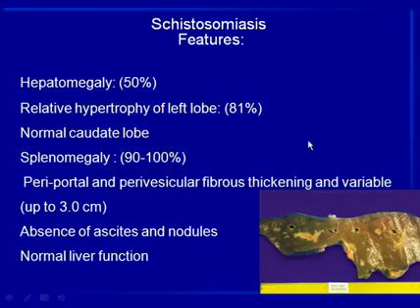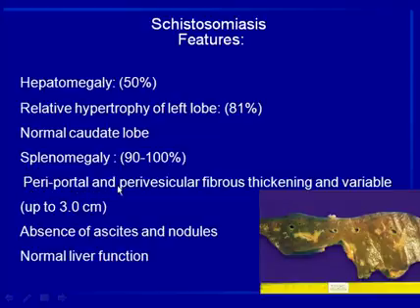Schistosomiasis. There are some features of schistosomiasis. We can identify hepatomegaly in 50% of cases, a relative hypertrophy of left lobe in 81% of the cases. In most of cases, we have normal caudate lobe in these patients. Splenomegaly is found in 90 to 100%.